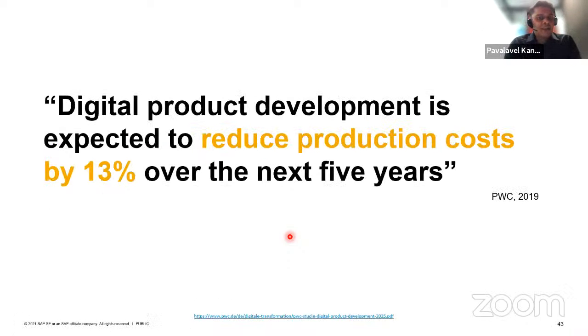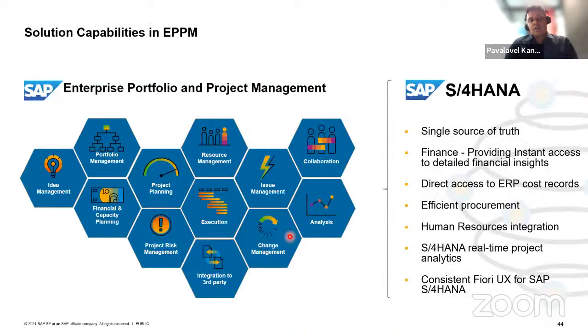You will notice that production cost can be brought down by 13% by having digital product development, which PwC mentioned in 2019. So what do we do in enterprise portfolio and project management as a part of R&D? This is the end-to-end set of applications we have. It starts from idea management, then portfolio management, financial and capacity planning, project planning, and risk management. These encompass your PPM, your CPM, and your project system.